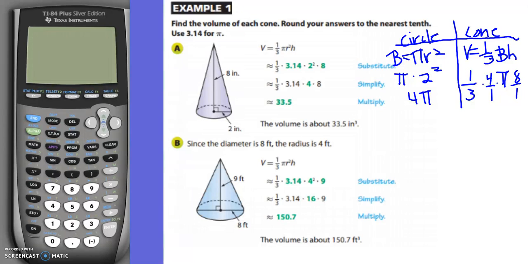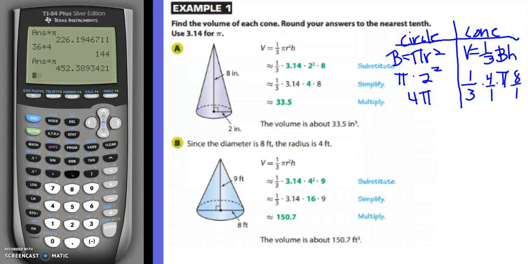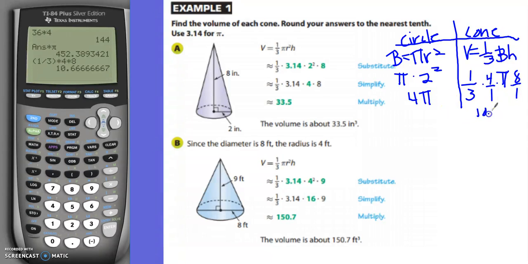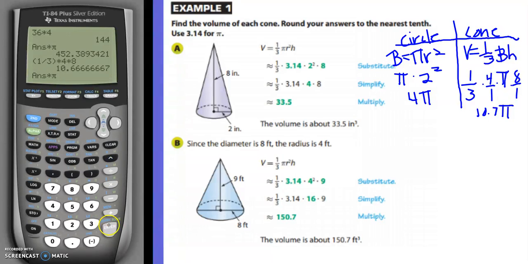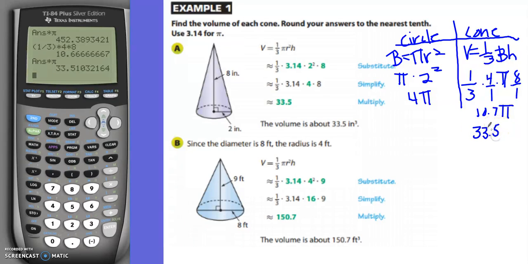All right, so we're going to say 1/3 times 4 times 8, and then times pi. We'll say about 10.7 times pi. We have about 33.5. And since we're dealing with volume, it's cubic units, so we're going to say inches cubed.